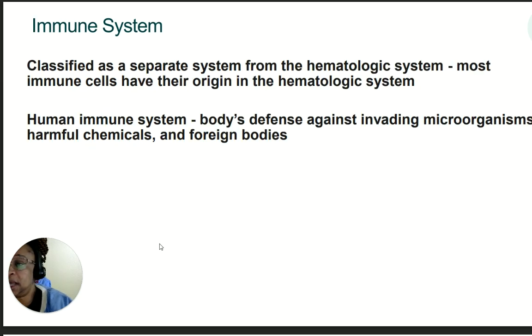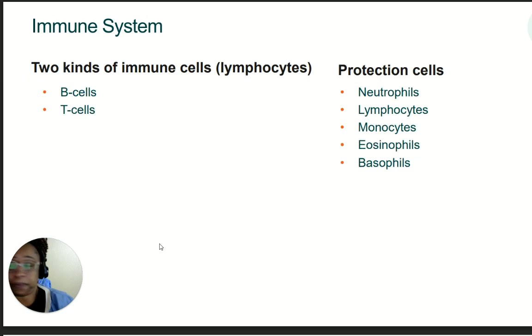The immune system is classified as a separate system from the hematologic system. Most immune cells have their origins in the hematologic system. Human immune system, body defense against invading microorganisms, harmful chemicals, and foreign bodies. There are two types of immune cells: the lymphocytes, which are the B cells and T cells. The protection cells are listed there.